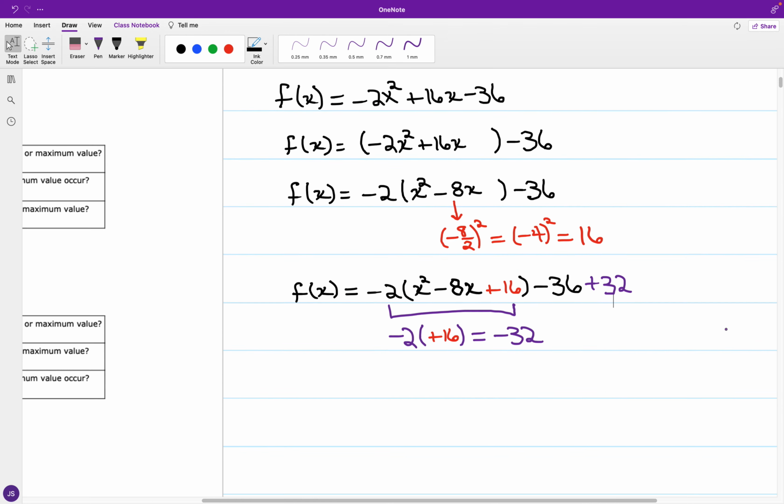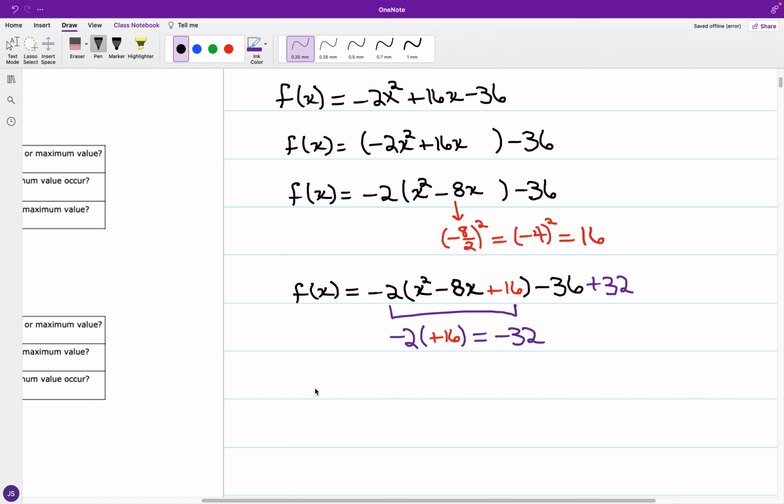So in the rewrite, we have f of x equal to negative 2 times the quantity x squared minus 8x plus 16, and we have negative 36 plus 32. That is going to be negative 4.